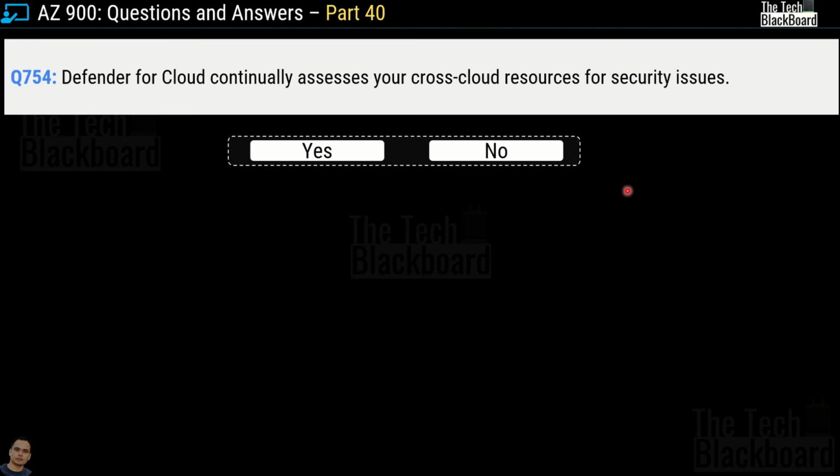Coming up is question number 754. It says Defender for Cloud continually accesses your cross-cloud resources for security issues. Yes or no? And the correct answer for this question is yes.